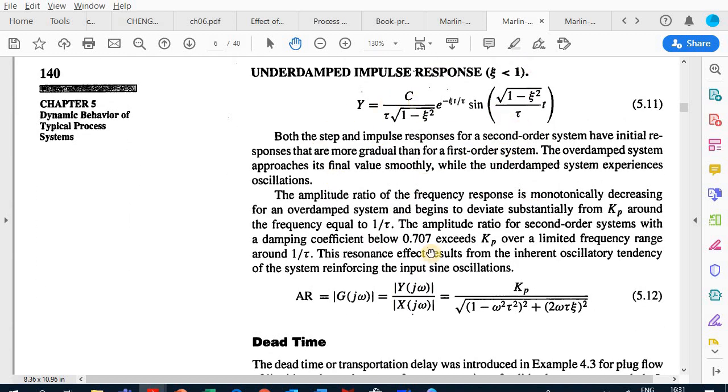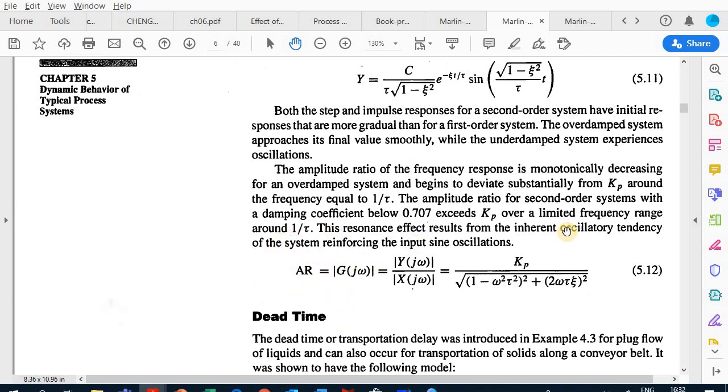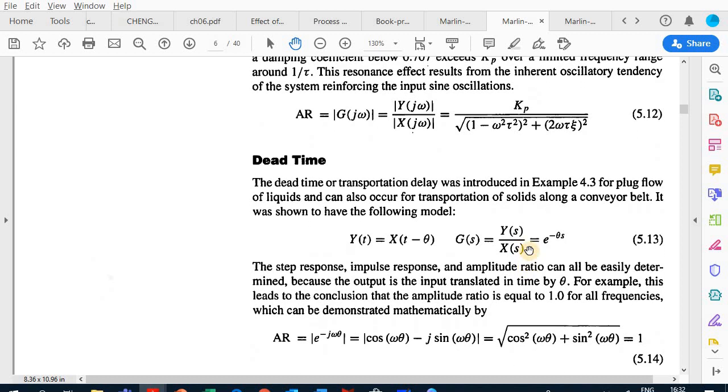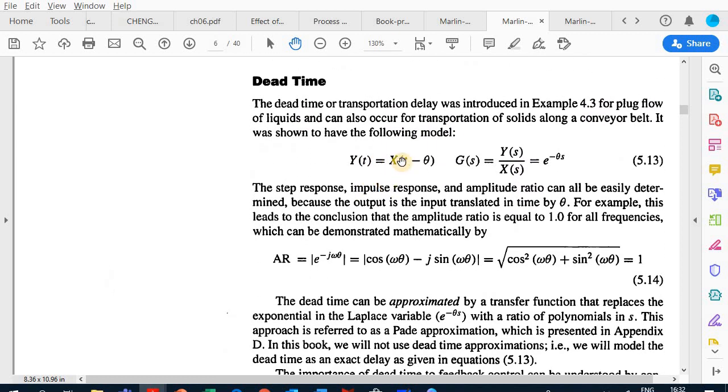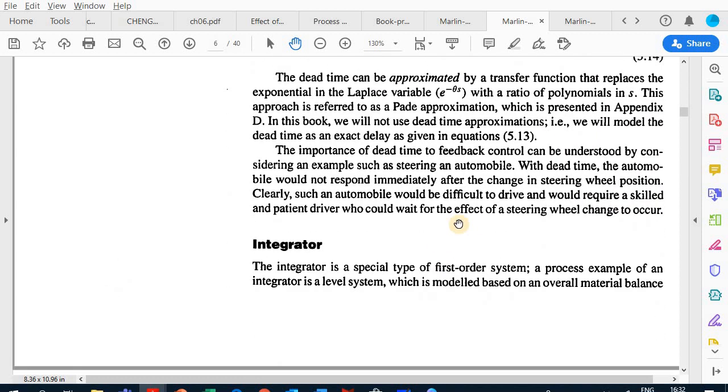If I want to know how the amplitude of my output will be, this is the amplitude, and we also can find what the shift is. And here we have the dead time, which is t minus theta, as we can represent it, and in the S domain it is going to be represented as e to the power minus theta S. We don't worry about how the amplitude will change if we take this from the S domain to the time domain, because it's always a multiplication of 1.